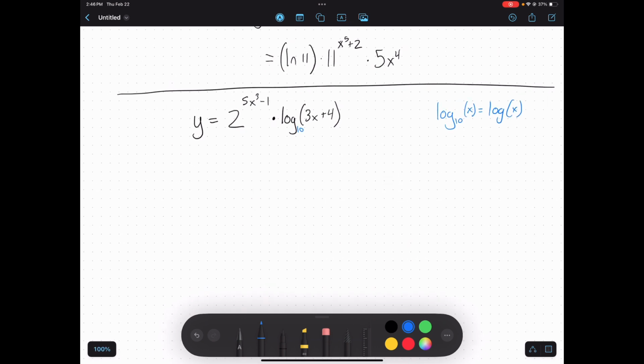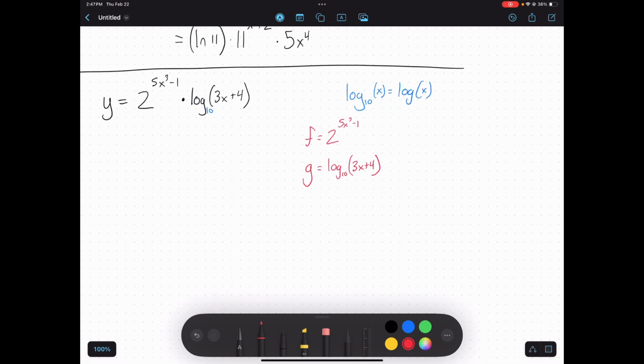Okay, well, what is this derivative going to need? It is going to use chain rule, but it's also going to use product rule, and I have to use product rule first. So my front function is 2 to the 5x cubed minus 1, and my back function is log base 10 of 3x plus 4. I need the derivatives of both of these, and both of these derivatives end up using chain rule.